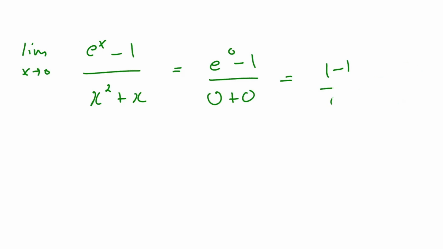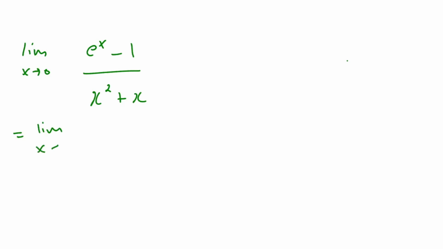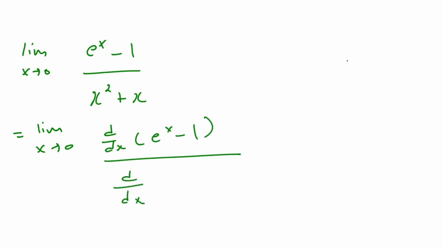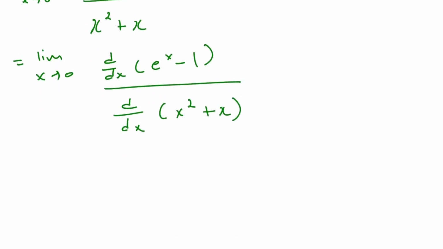So what we're going to have to do here is use L'Hôpital's rule. Let's do it. We're going to take the derivative of the top and the bottom. So this would just equal, right here, so it looks more neat, the limit as x approaches 0 of the derivative of e to the power of x minus 1 over the derivative of x squared plus x. Alrighty, cool.